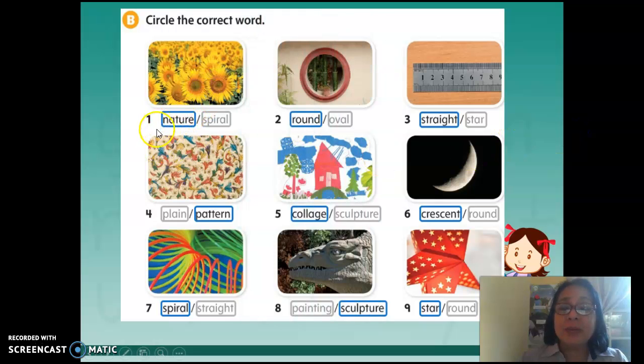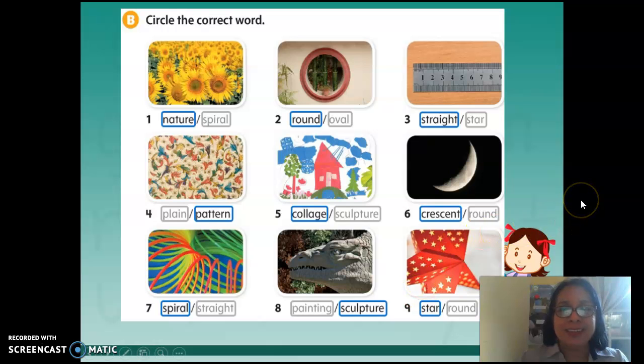Look, answer number 1 is nature. Flowers are part of nature. The window is round. The ruler is straight. The cloth has a pattern in it. The drawing is a collage. The moon is crescent. This is a spiral. This is a sculpture. And this is a star. So please check that you have the correct answers, okay? Nature, round, straight, pattern, collage, crescent, spiral, sculpture, and star.